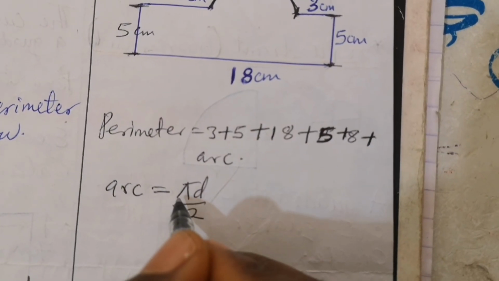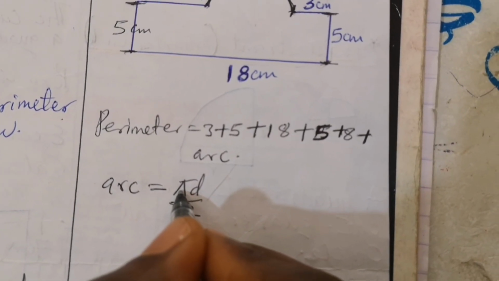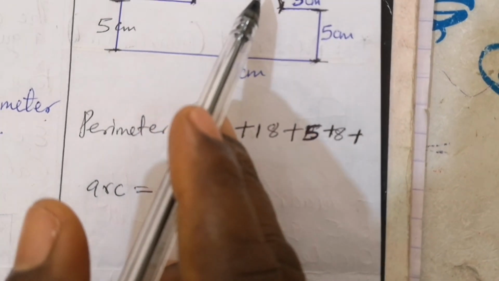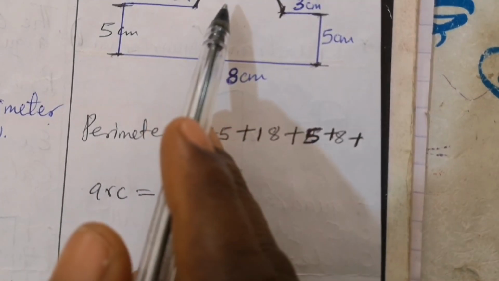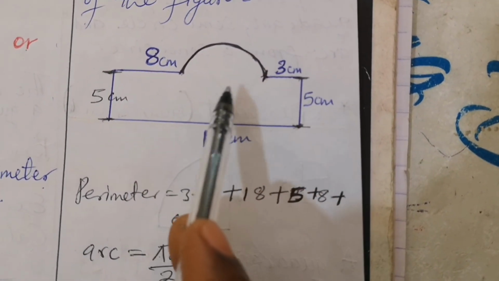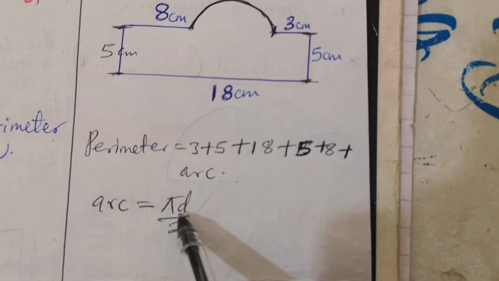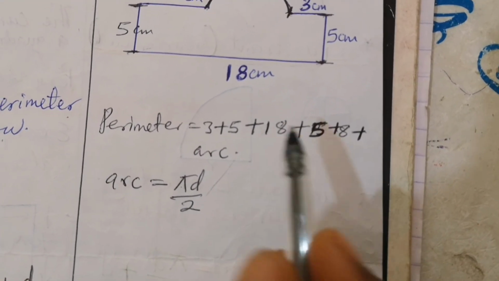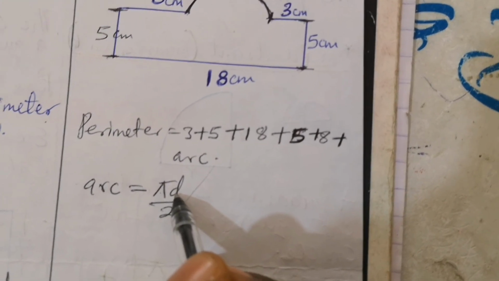Now I know the value of pi. Pi is 22 all over 7. But from what we have here, there is no value for d. We don't have a value for d. So we are going to look for a way to calculate the value of d.